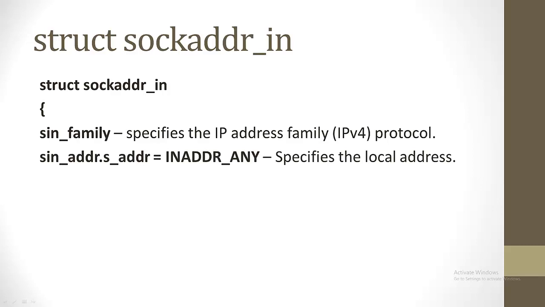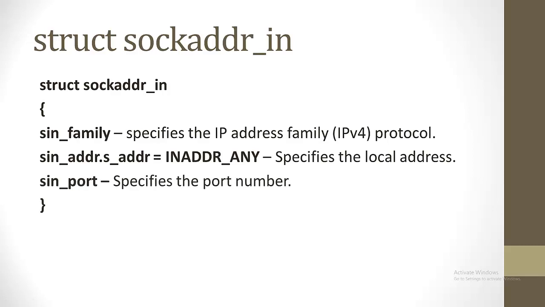The second data member is sin_addr.s_addr. This specifies the local address, and in our particular programming, we'll be using INADDR_ANY. It represents the local address of the computer in which we are working on. In case your system is connected not in the local address, if you want to connect to some remote address, then you have to specify the remote IP address over here. Since we are not going to connect to any remote address, we are going to connect only as a standalone application, then we have to use INADDR_ANY.